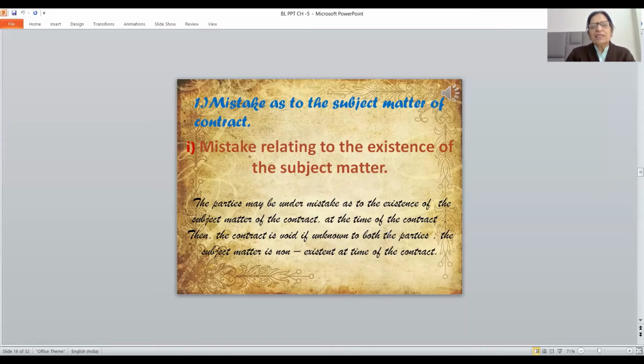A agrees to sell his motorbike to B. Okay, and now the agreement takes place on the 1st of July, and the motorbike is to be delivered on the 5th of July.